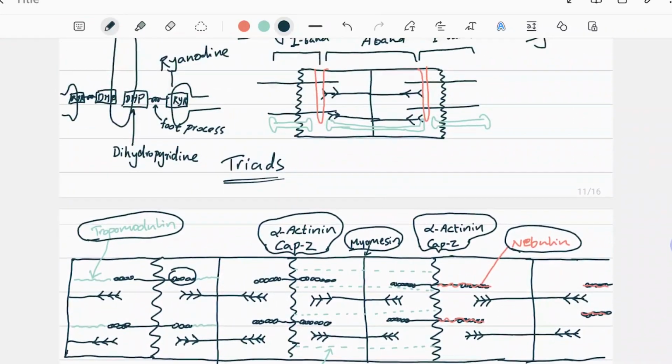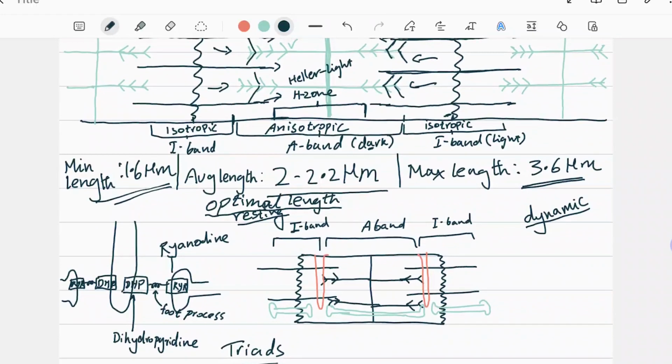Now we have the other thing, which is a concept called triads, and we'll compare it with something called dyads. And what are your triads? So let's focus over here. Your skeletal muscle, your sarcomeres, have something called triads.